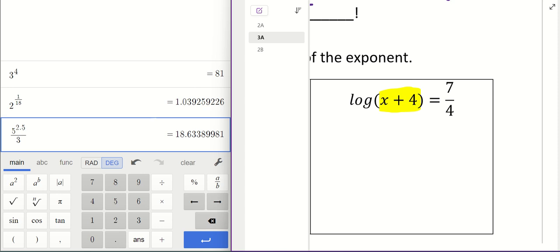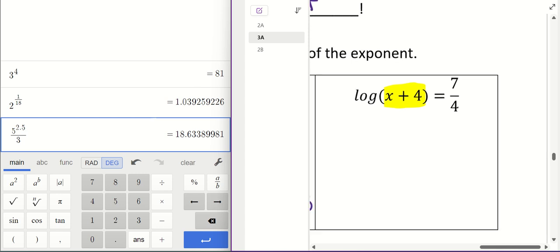You know how when you do square root, you're allowed to assume that there's a little 2 in the index, even though it doesn't say it? Or when you write x, you're allowed to assume that there's a 1 in front, even though it doesn't say it? When you see a log, you're allowed to assume that there's a base of 10, even though it doesn't say it. So here, we are going to have log base 10.